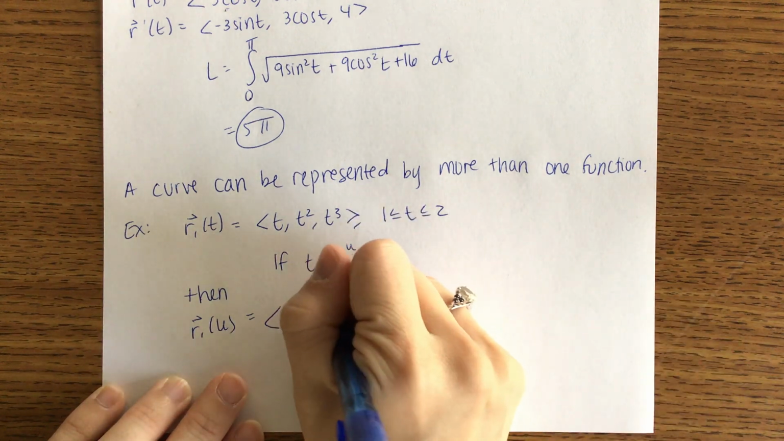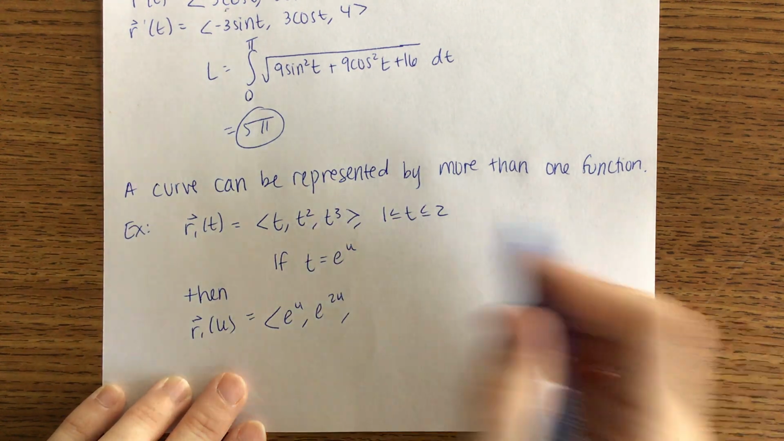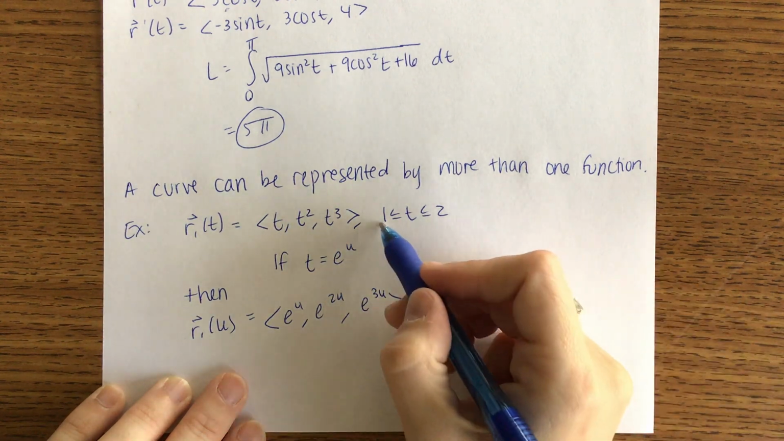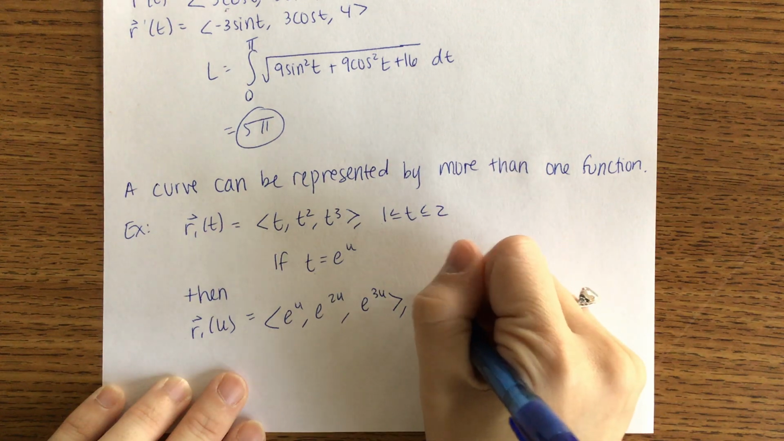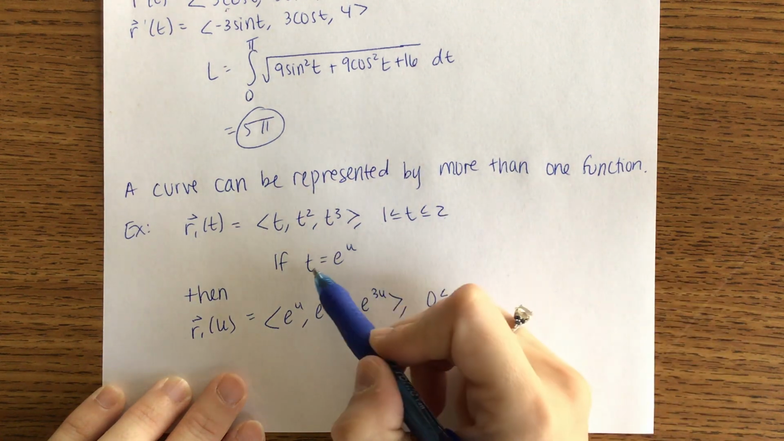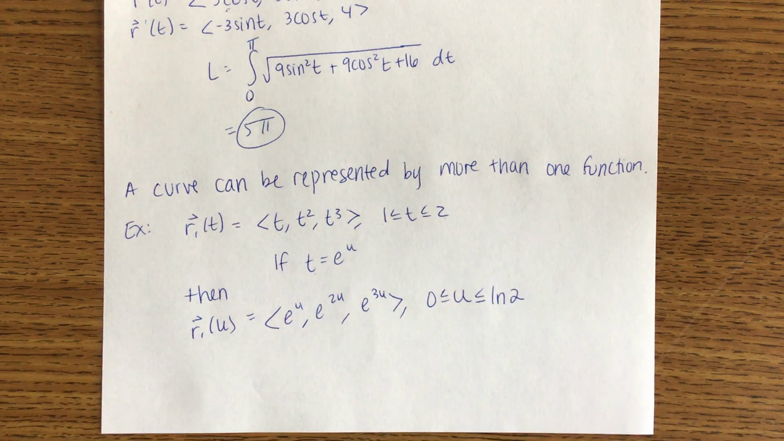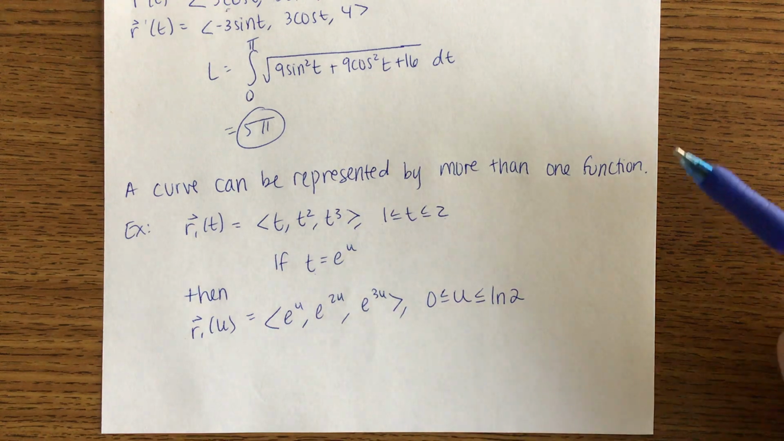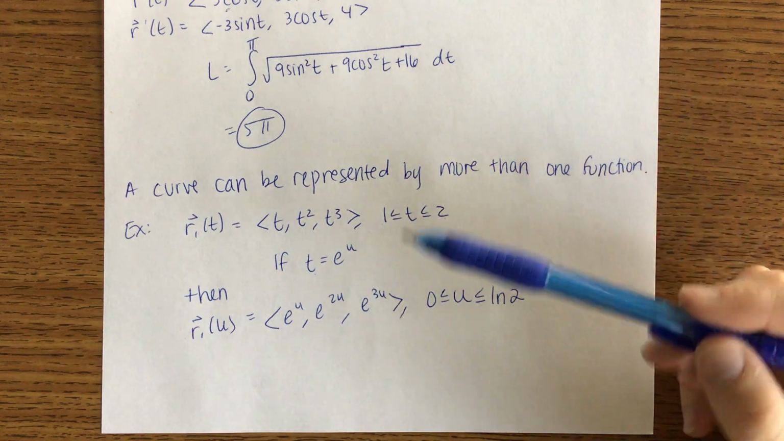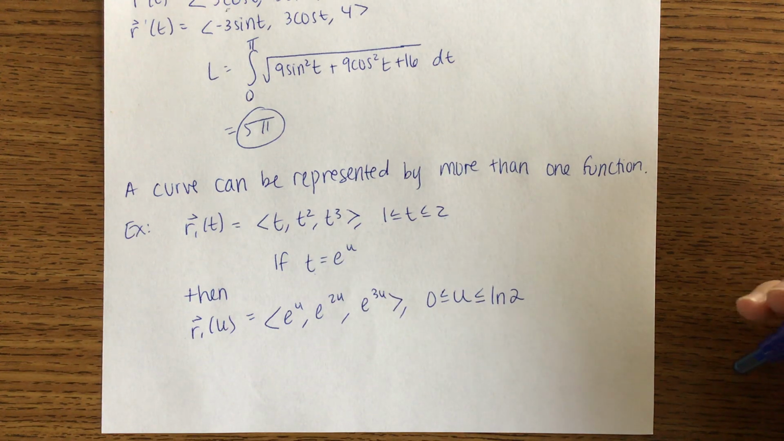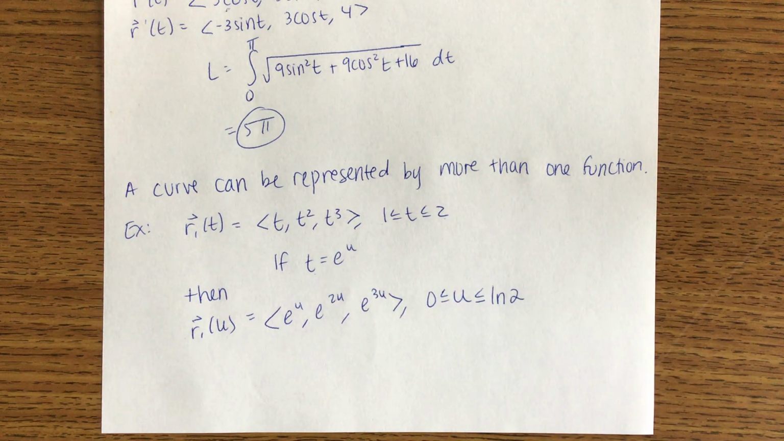t squared then would be e to the 2u. t cubed then would be e to the 3u. When t is 1, that means u would be 0. When t is 2, that means u would be natural log of 2. Okay, so these two represent the same curve, they're just using different variables. So that's the idea with this section, is that t sometimes is not the best variable for us to use. Sometimes another variable might be more helpful.